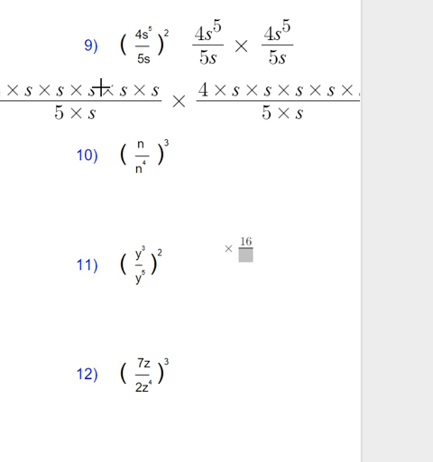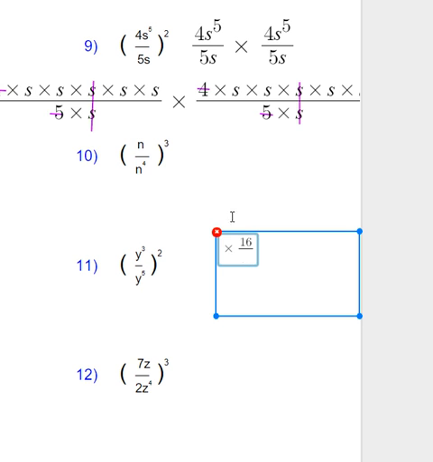I can cancel out, because S divided by S is 1. So I'm going to draw a 1 there to cancel those out. And while I'm here, I'm going to draw a line to show that I already did the 4. And I'm going to do the 5 right now. On the bottom down here, 5 times 5 is 25.